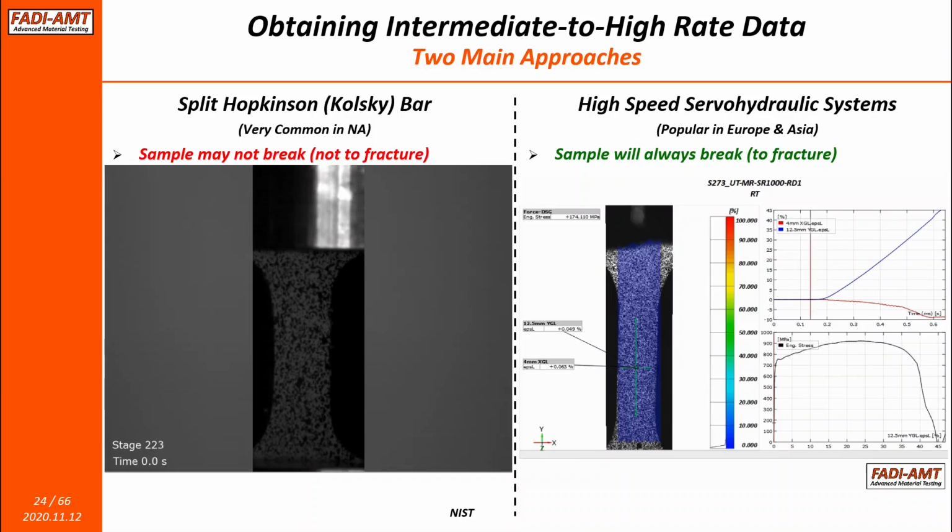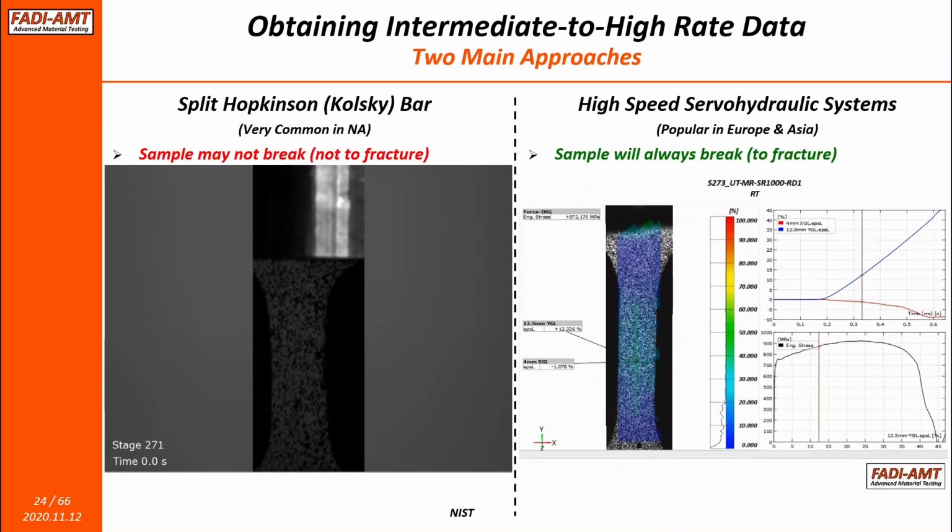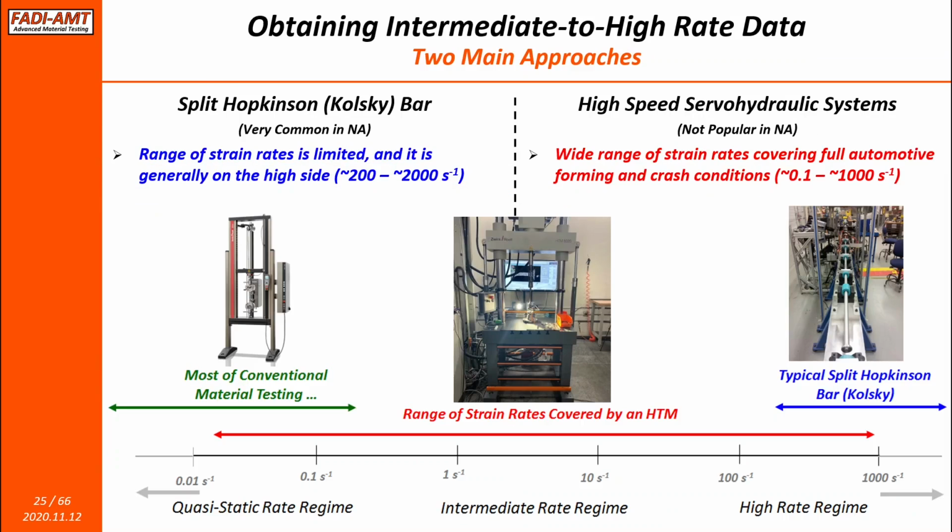This is just a quick early view of a decent stress strain curve that was obtained at 1,000 strains per second, and we will come back to how we can obtain such curves.